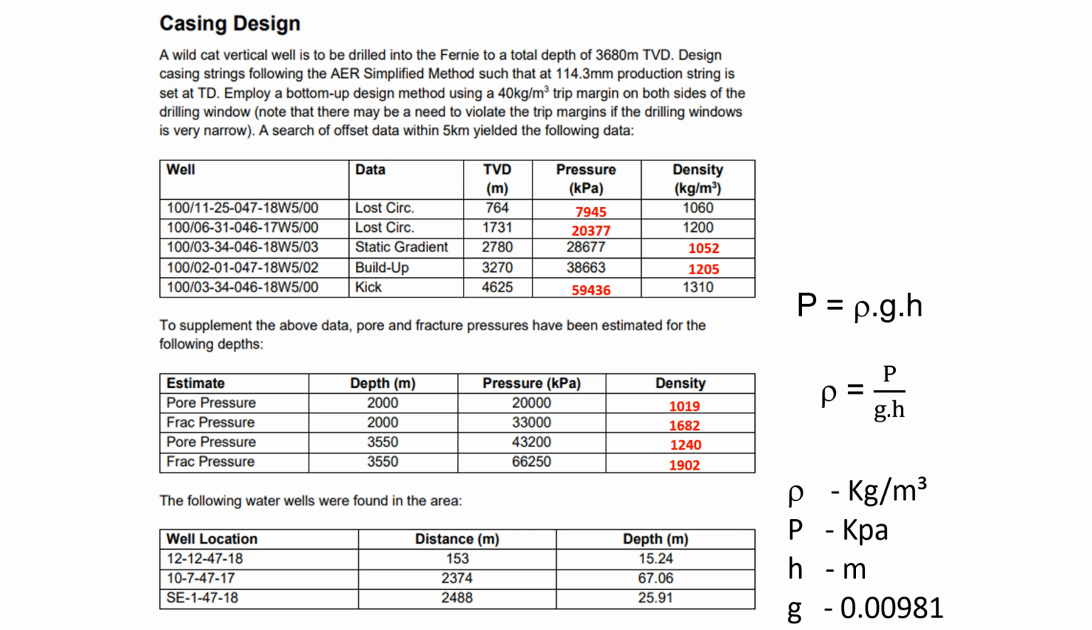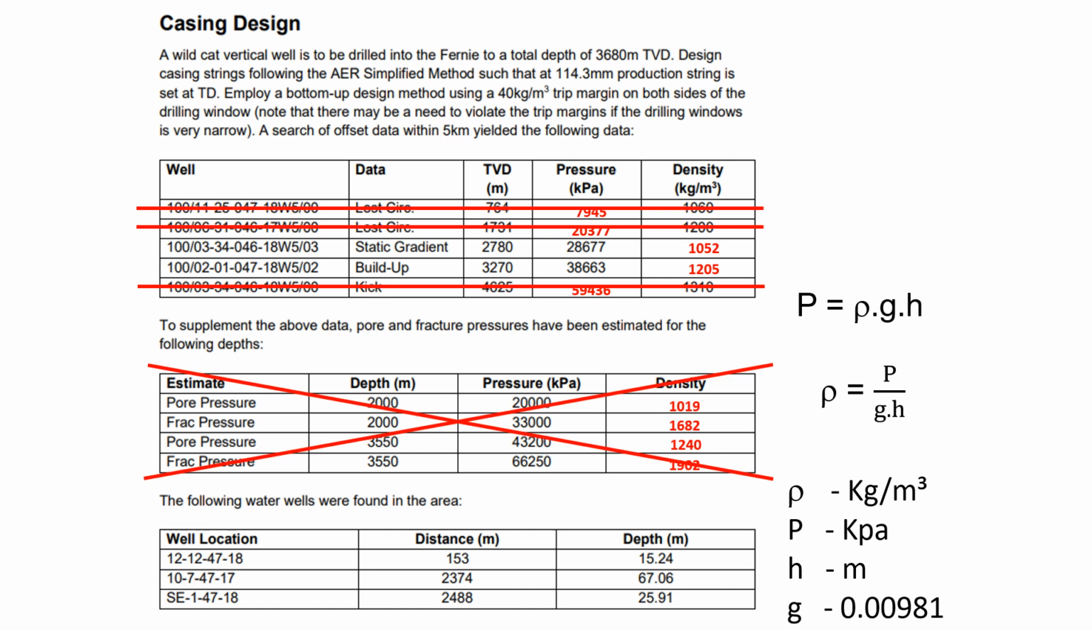We need the highest pressure gradient from a reliable measurement near the well. In this case, we cannot use loss circulation data nor the kicks because those are not measurements, and we cannot use this estimate table 2. So we end up with static gradient and the buildup. After calculating the gradient for these points, we can see that the buildup is higher, so that is the point that we will use for our calculation.